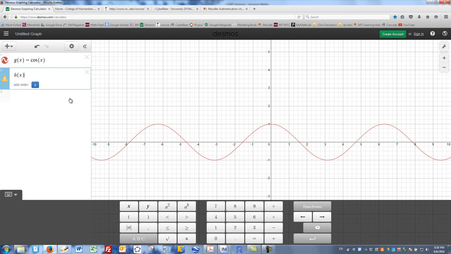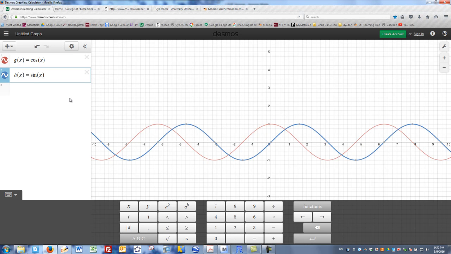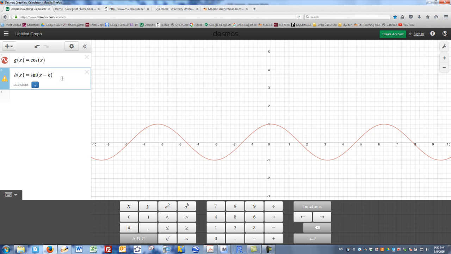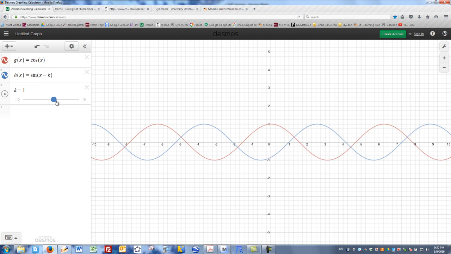So h of x equals a sine of x, and it looks like what you're going to need to do is move that blue curve. You're going to have to shift it to the right. And those of you who've taught transformation know that that means subtracting some k value from the x value. So if I subtract a k value, I can move that blue curve back and forth. And the question is, what amount should I move it?